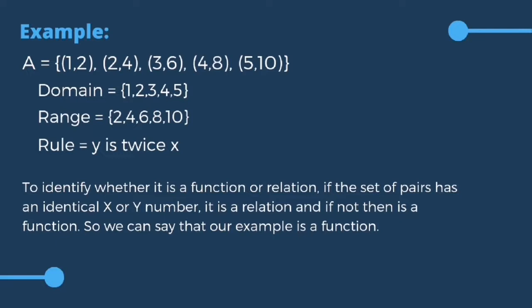And analyzing the domain and range to get the rule, which will be y is twice x because the range is twice the number of the domain. To identify whether it is a function or relation, if the set of pairs has an identical x or y number, it is a relation. And if not, then it is a function, so we can say that our example up there is a function.